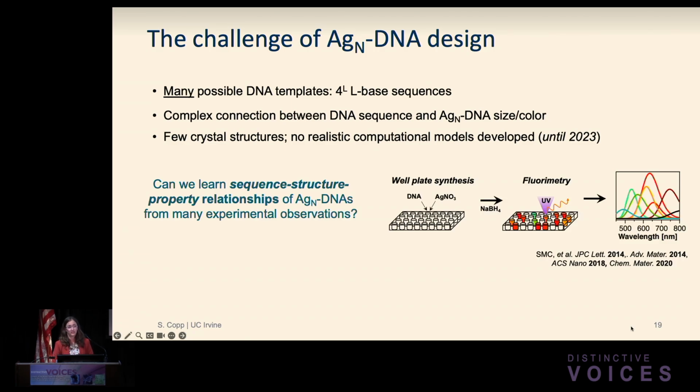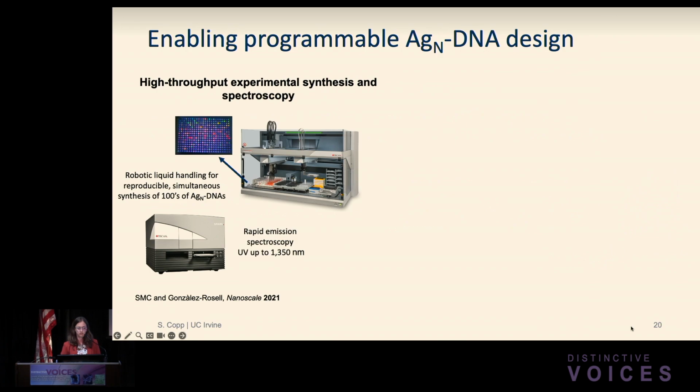So I got interested in this when I was studying these as a PhD student, and I wanted to know, is there another way to do this design? And my question was, could we observe many experimental examples and then learn sequence to property patterns from data? So this is exactly what we also do now in my lab. We have a really nice system to synthesize hundreds of these nanoclusters in one experiment and then rapidly screen their optical properties, connecting DNA sequence to color.